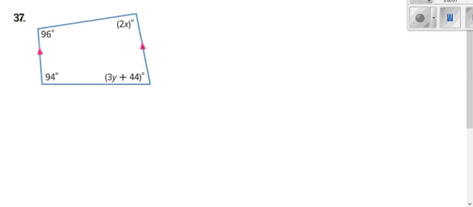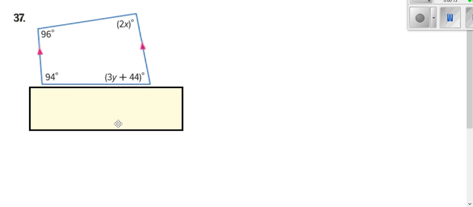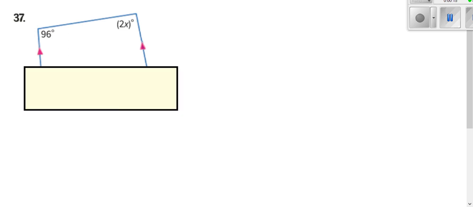We're going to do number 37 from section 2.7. To get started, I'm just going to draw this thing here. Because there's too many lines, I'm going to ignore this bottom section. I'm looking at this line right here, and this line, and this transversal.